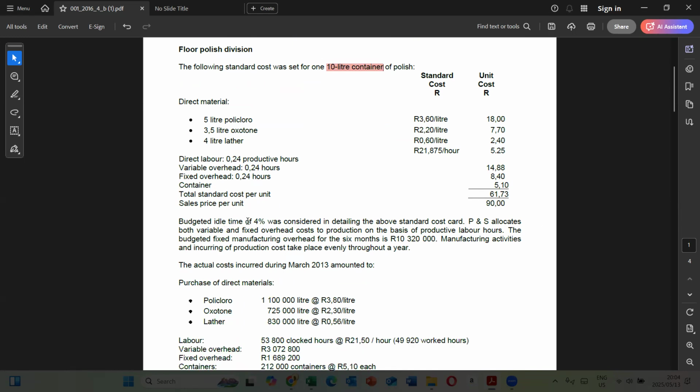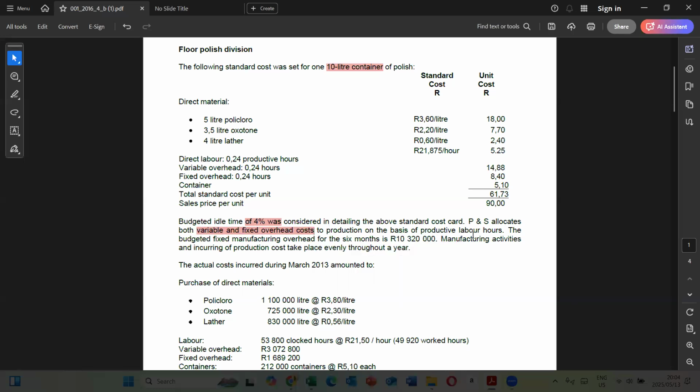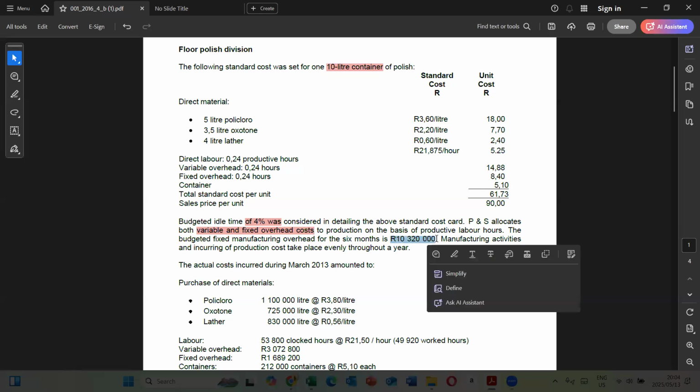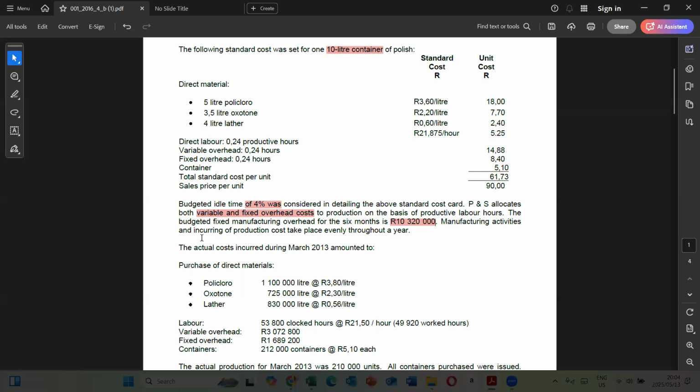Budgeted idle time is 4%, which was considered in detail in the above standard cost card. P&S allocates both variable and fixed overhead costs to production on the basis of productive labor hours. The budgeted fixed manufacturing overheads for the 6 months is 10,320,000. Manufacturing activities and incurring of production cost takes place evenly throughout the year.